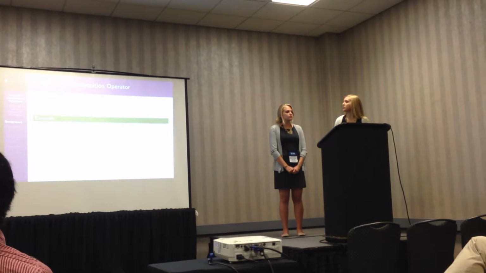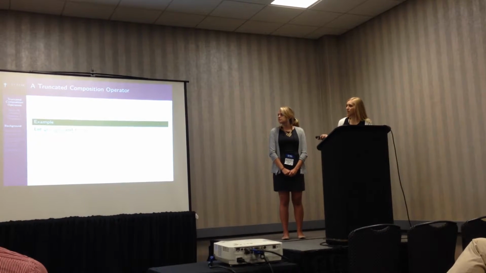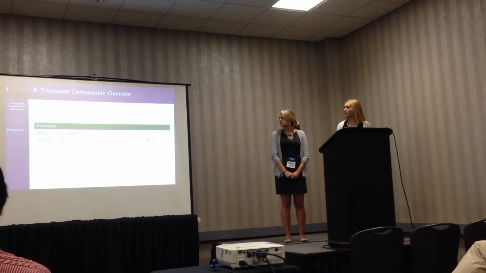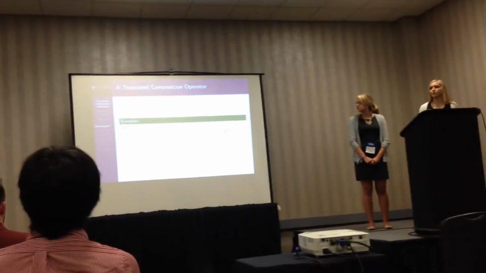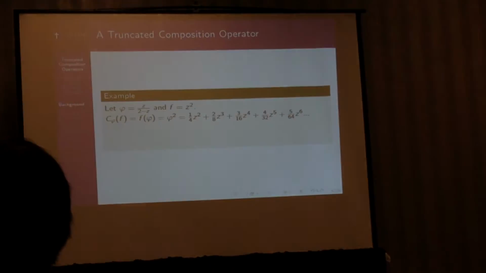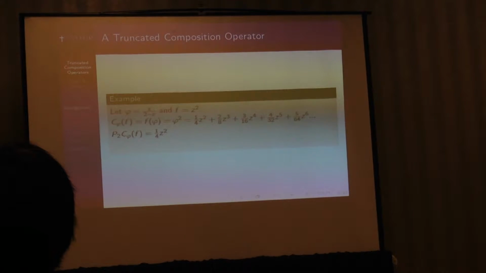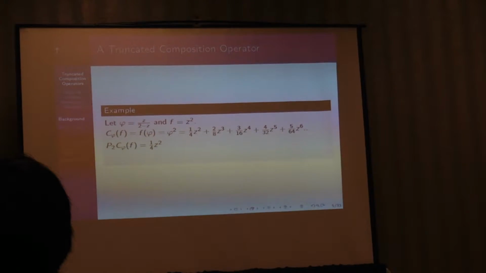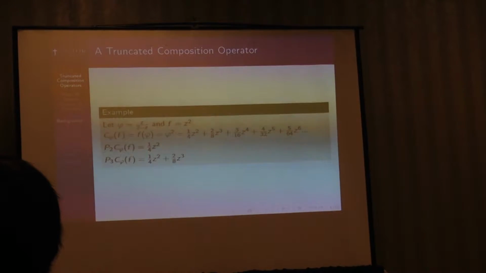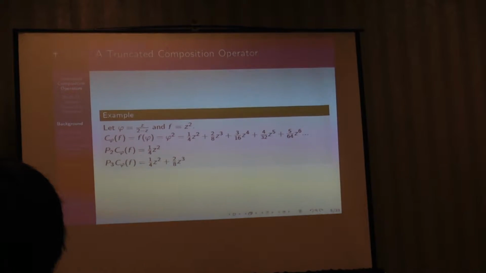So we'll look at an example to show you what that looks like. So say we have this function phi and f, then the composition operator would produce this Taylor series, which would be infinitely long. So if we looked at P2 C phi, that would stop at the squared term. If we look at P3 C phi, that would stop at the cubed term, and so on and so forth.